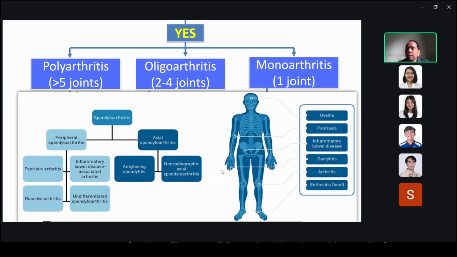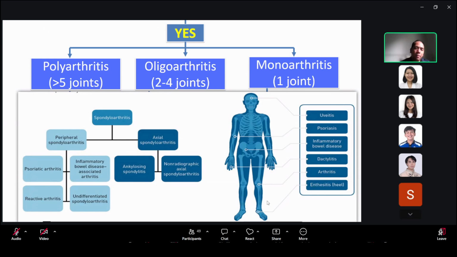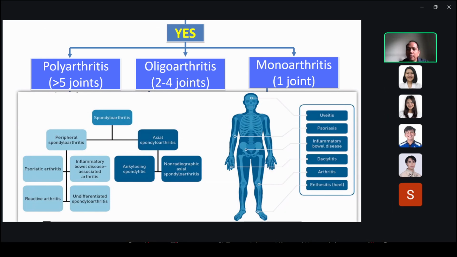Common among patients with spondyloarthritis, yung uveitis, meron siyang eye involvement, eye redness and eye inflammation of the uvea. Then psoriasis on the skin, IBD, pag meron ng changes in the bowel habits, dactylitis, or what we call as the sausage finger, arthritis, especially on the knees, and then enthesitis, or the inflammation of the tendon, especially on your Achilles.